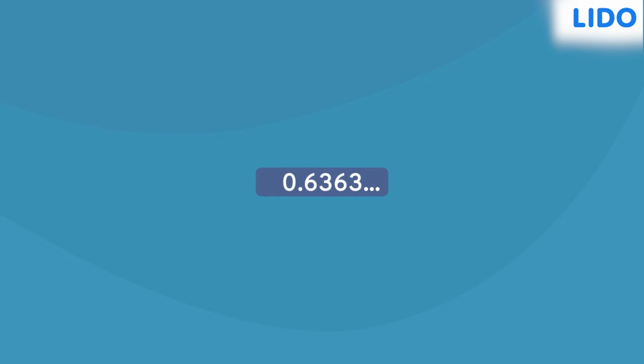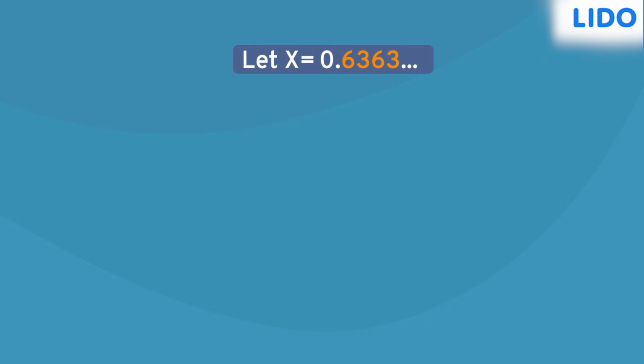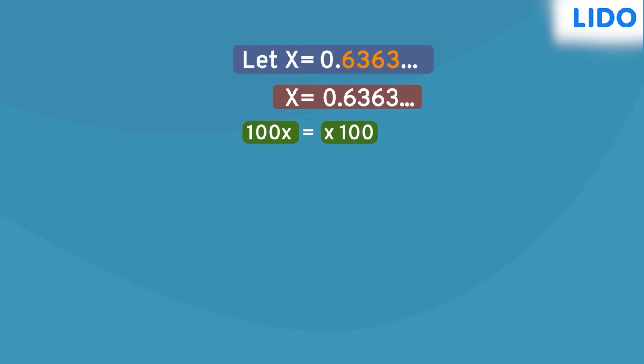Let's take 0.6363 and so on. Let's assume this number is x. The digits after the decimal point in this number repeat in a fixed pattern. Let's write this below our original equation. When we multiply this equation by 100, we get 100x on the left hand side and 63.6363 and so on the right hand side. This is our second equation.